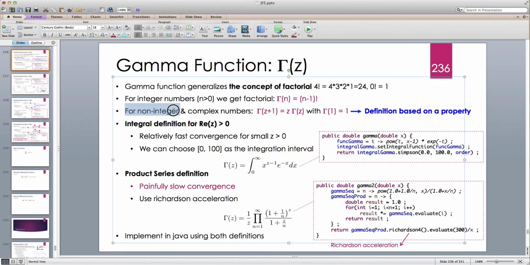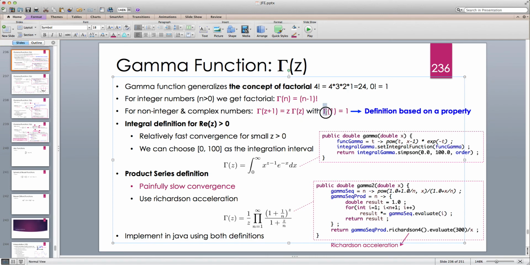And then for non-integer and complex numbers, we define the gamma function with 2 properties instead of an explicit equation. That's why the gamma function is a special function, because we don't have an elementary representation of it, right? So we define it with properties. Just like Bessel functions, we didn't have an elementary representation, but those were the functions that satisfy the Bessel differential equation, right? So here we define it with 2 properties.